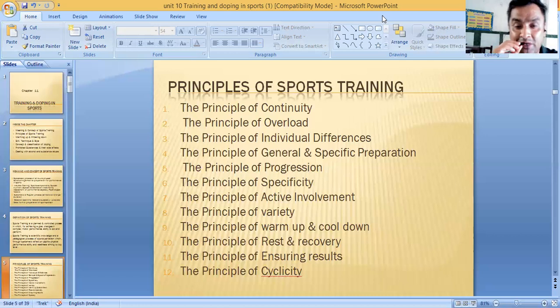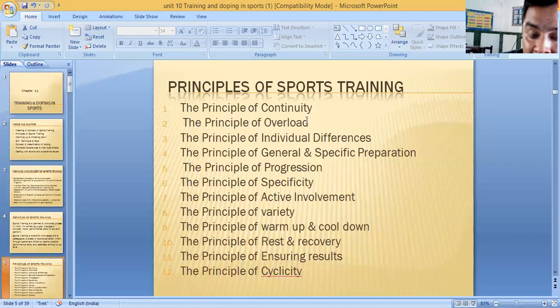Now, the principle of progression. I think overload and progression are both the same. Okay? So whatever I told you in overload, you can write in progression. You have to gradually increase your training weight, okay?